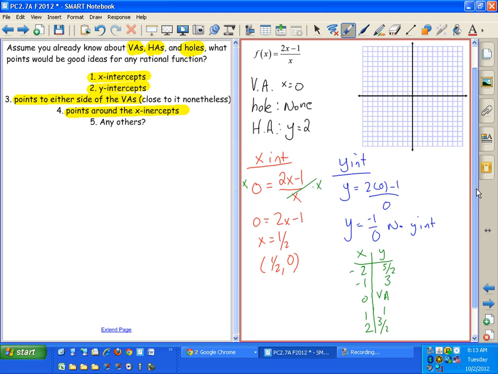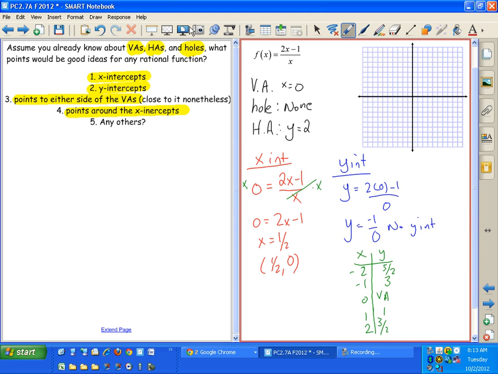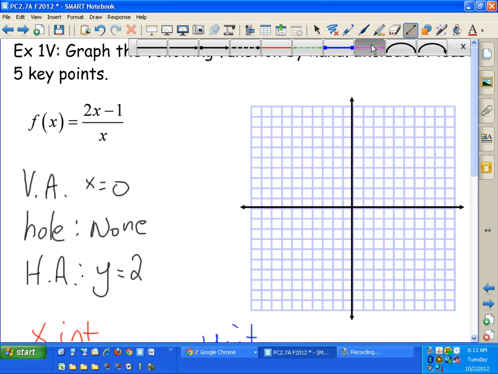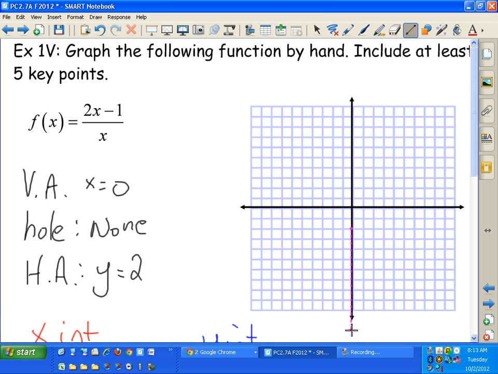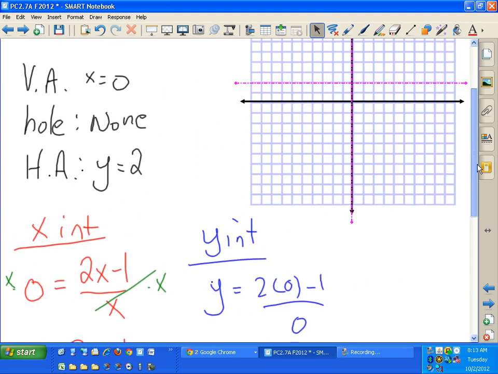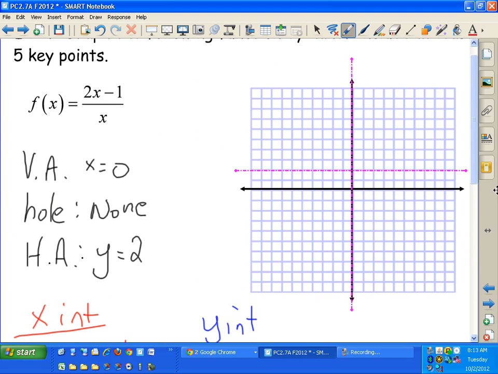So let's go back to the full screen here, and we'll start by plotting our asymptotes. We have a vertical asymptote at 0. We have a horizontal asymptote at 2. So now I've got my asymptotes plotted. And now I'll just straighten them up a little bit. And now I'm just going to go through. My x-intercept I know is at (1/2, 0). So we'll put a point at (1/2, 0). There's my x-intercept.